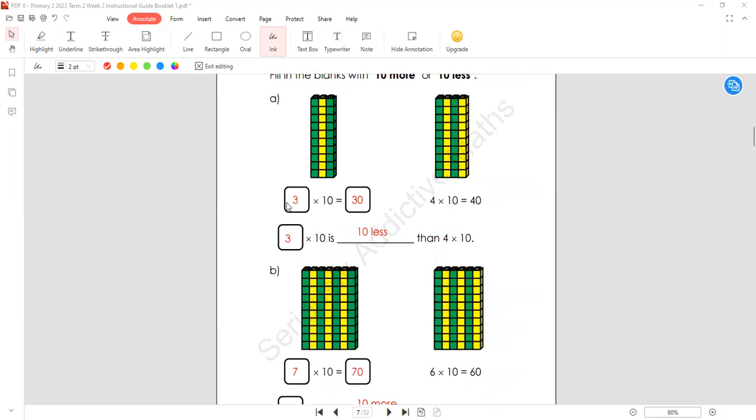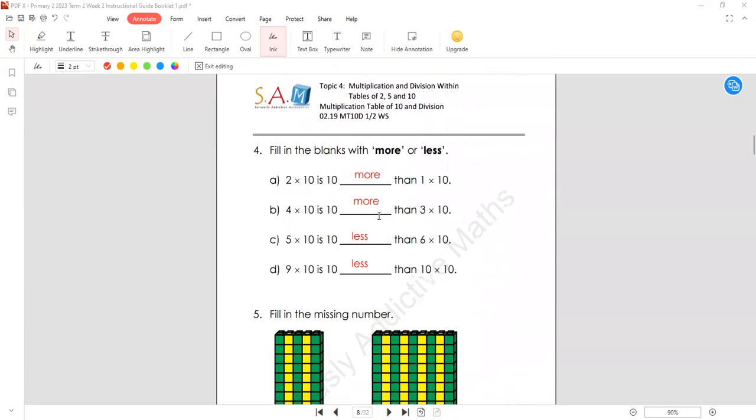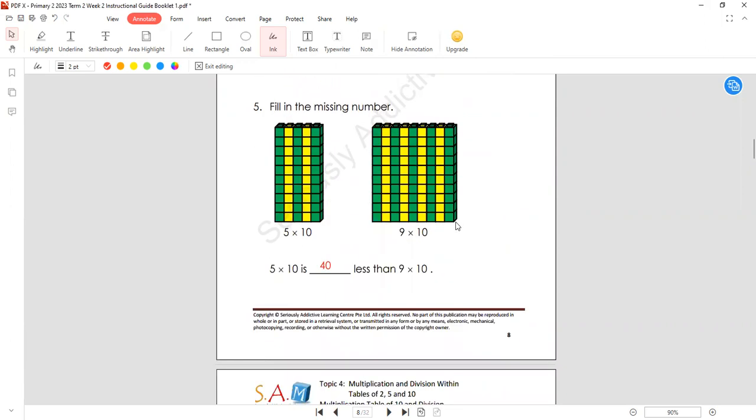Another way they can think about it is because this is 3 groups of 10, and this is 4 groups of 10, so 4 groups of 10 is 1 group of 10 short, which means it's 10 less. Get them to do some of these questions. Again, you might want to get them to do this format so it's easy for them to see. 2 times 10 is 20, 1 times 10 is 10. So they really see that 20 is 10 more. Advise them to write the parentheses, or at this point in time, they're known as brackets, so it's easier for them to solve this question.